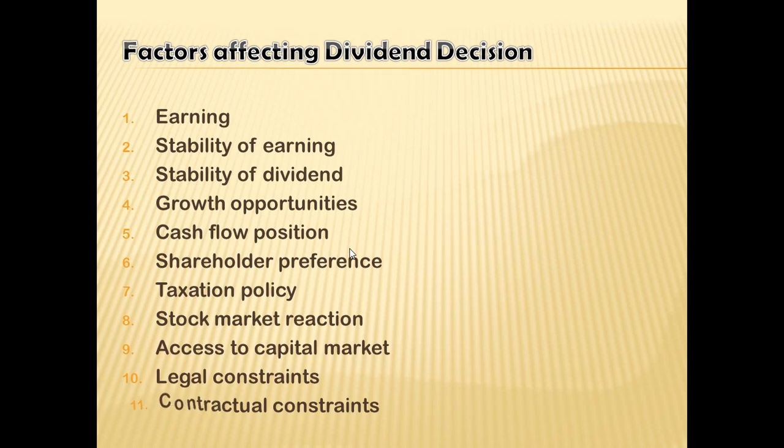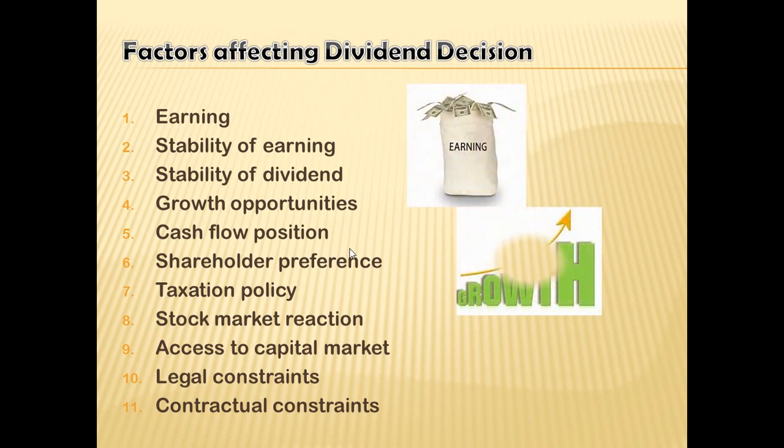Next is contractual constraints. While granting loans to a company, sometimes the lender may impose certain restrictions on the payment of dividend in future. These companies are required to ensure that the dividend payout does not violate the terms of the loan agreement in this regard. These were all about the factors affecting dividend decision.